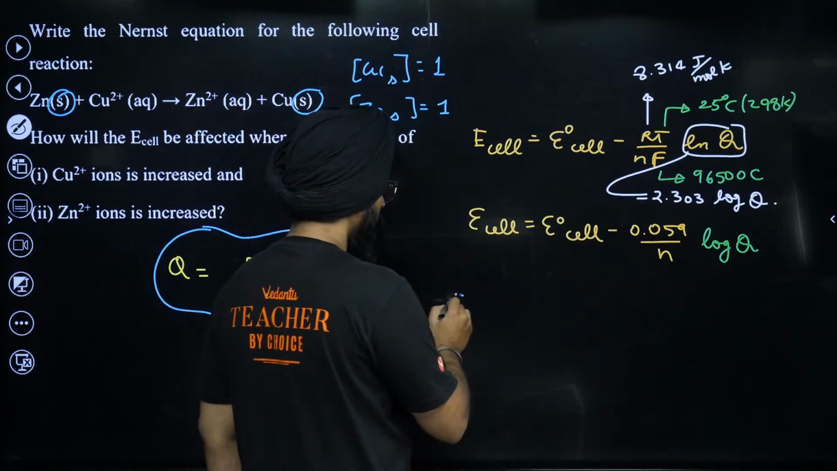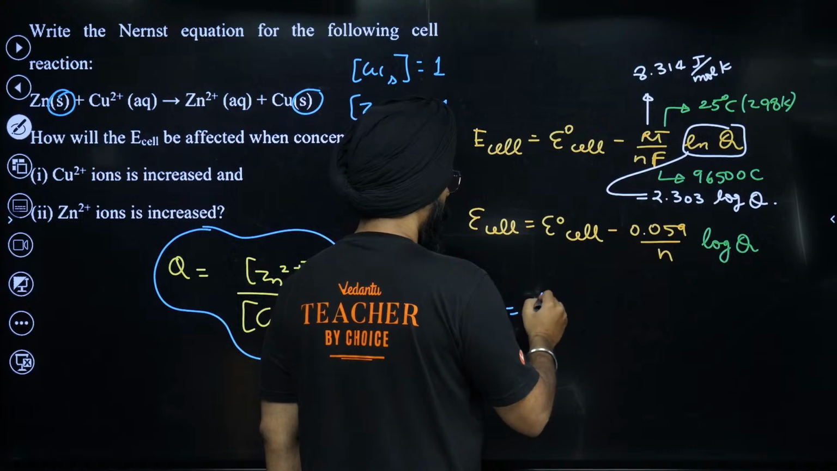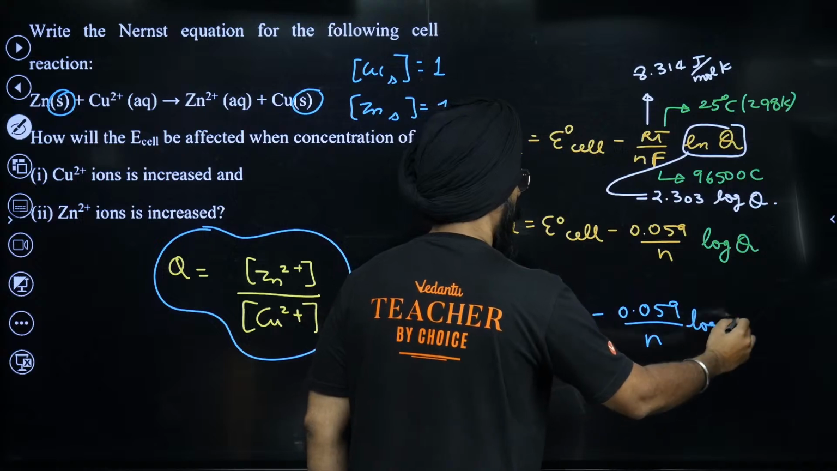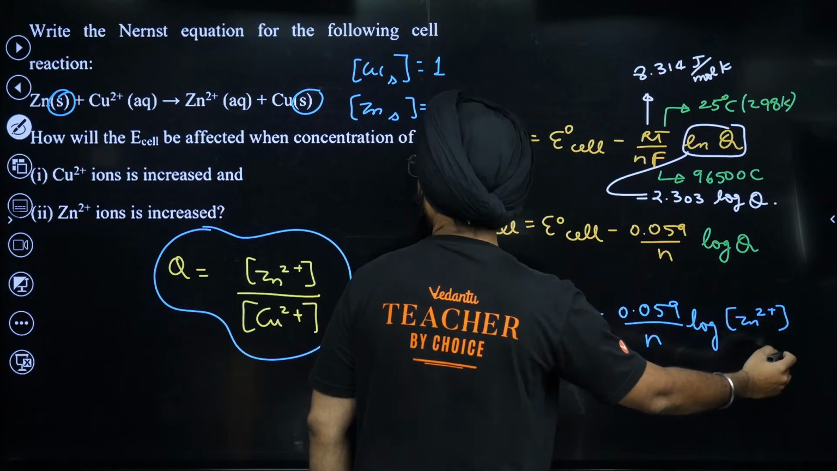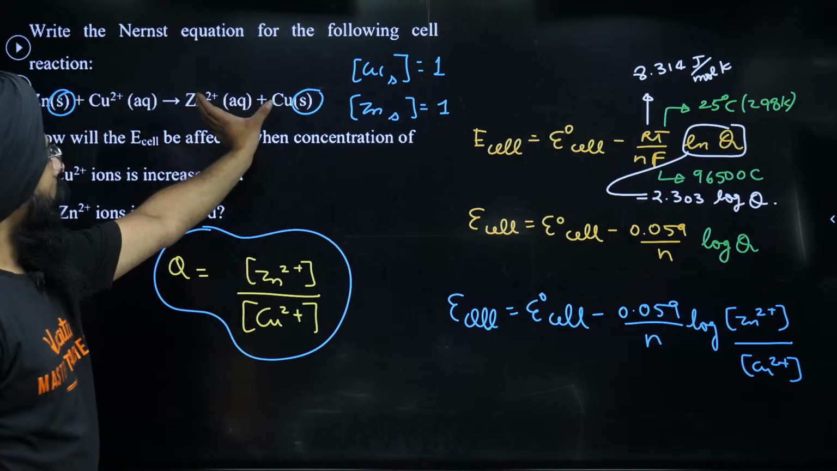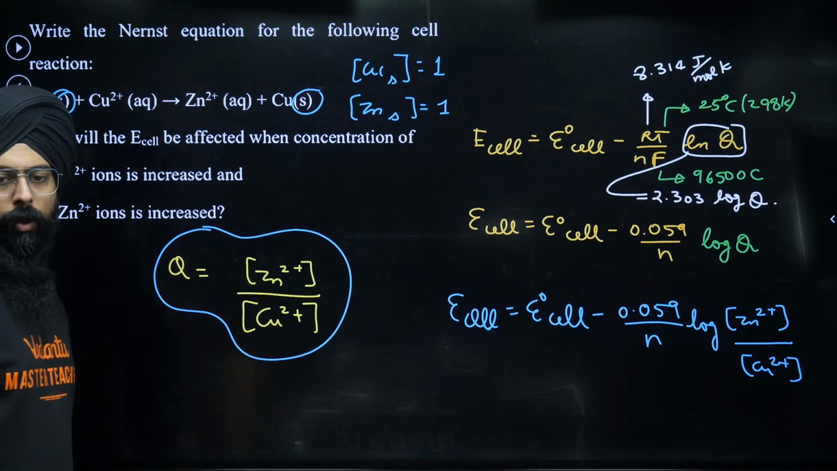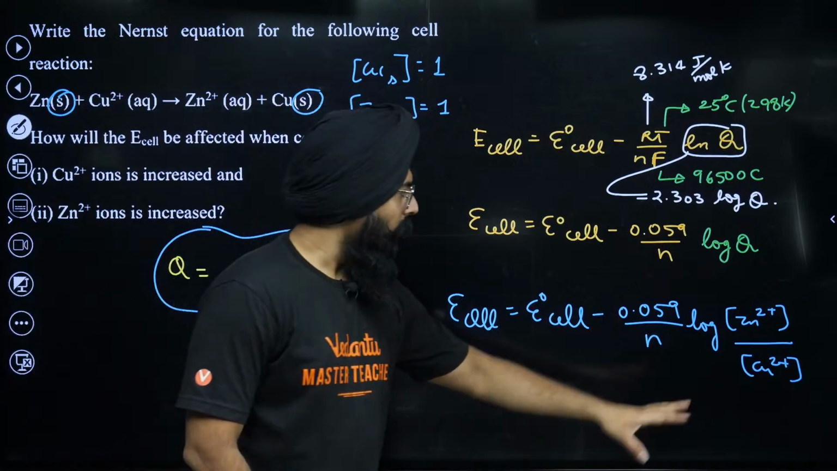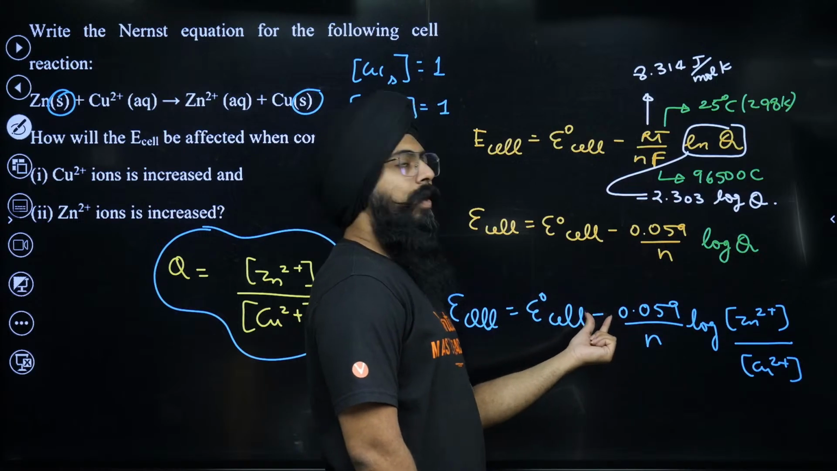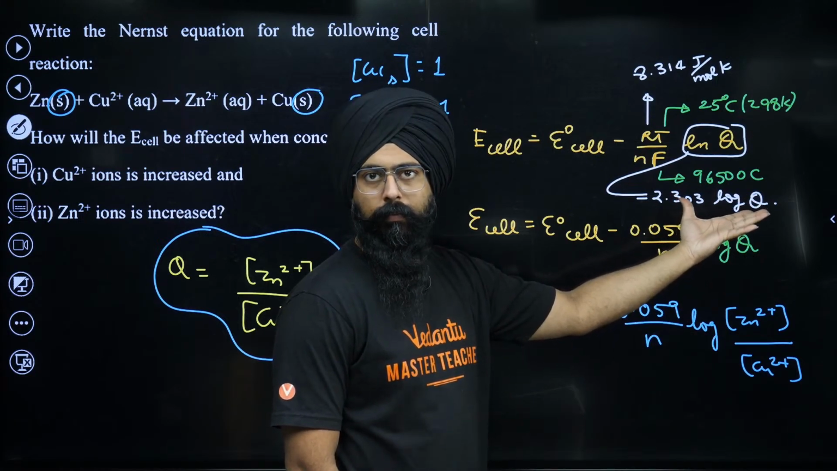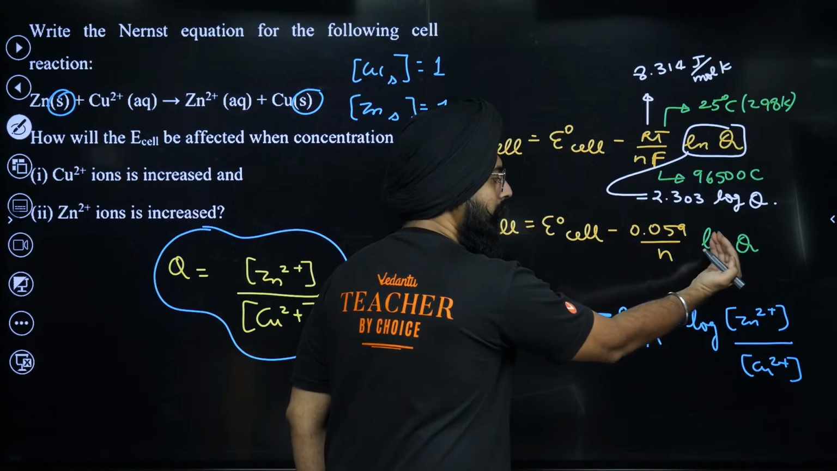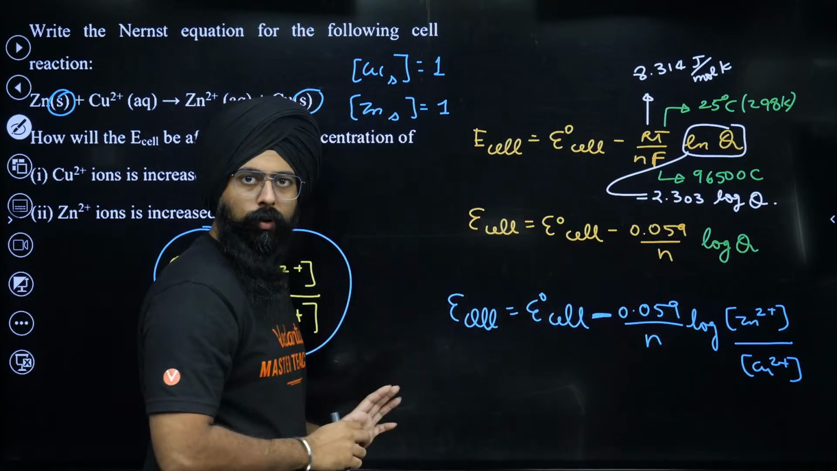So how can we write it over here? We can write E cell is equal to E naught cell minus 0.059 by n into log of concentration of zinc 2 positive divided by concentration of copper 2 positive. Products upon reactants. Okay. Now, when we do this, if I increase the value of zinc, the negative thing increases. Do you understand? Because there is a minus sign over here. If I increase zinc, the overall thing becomes more negative.